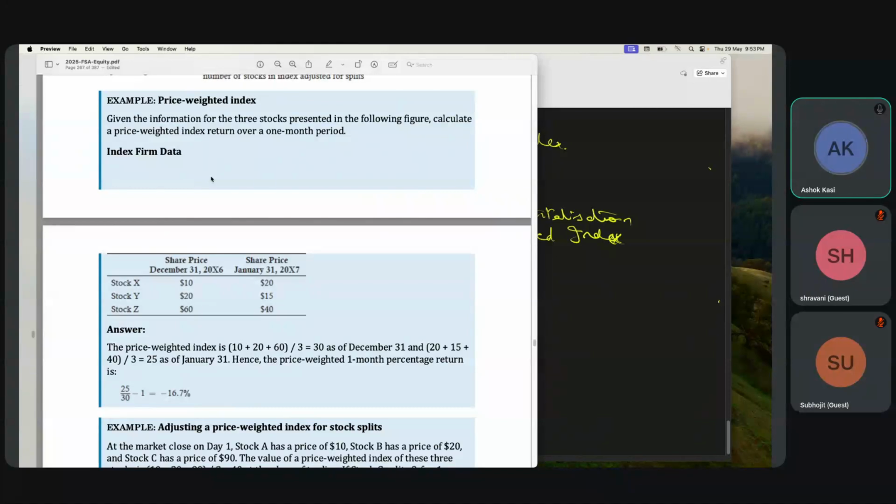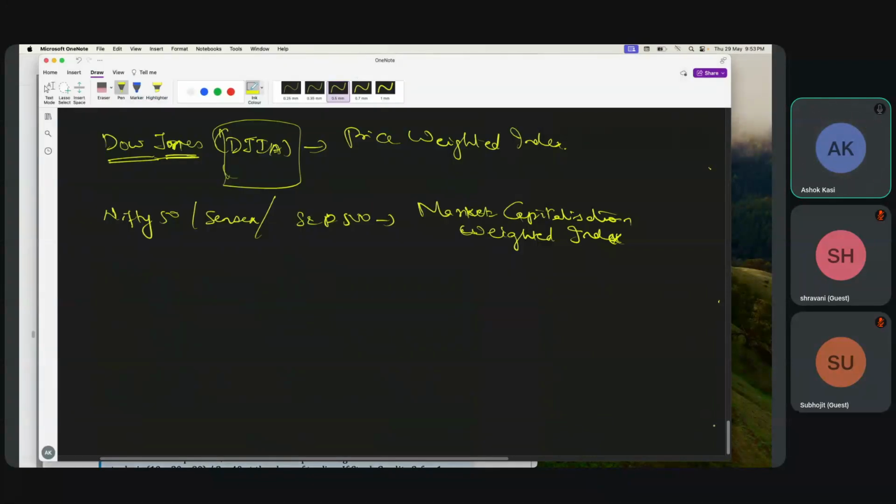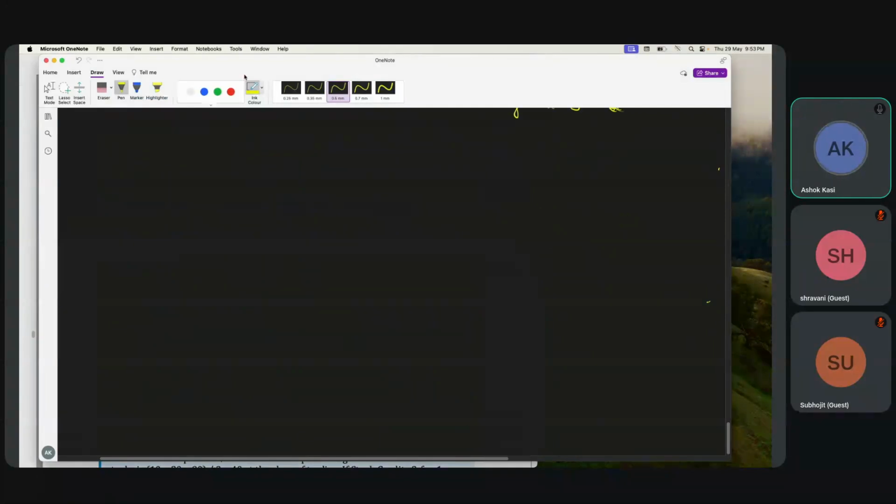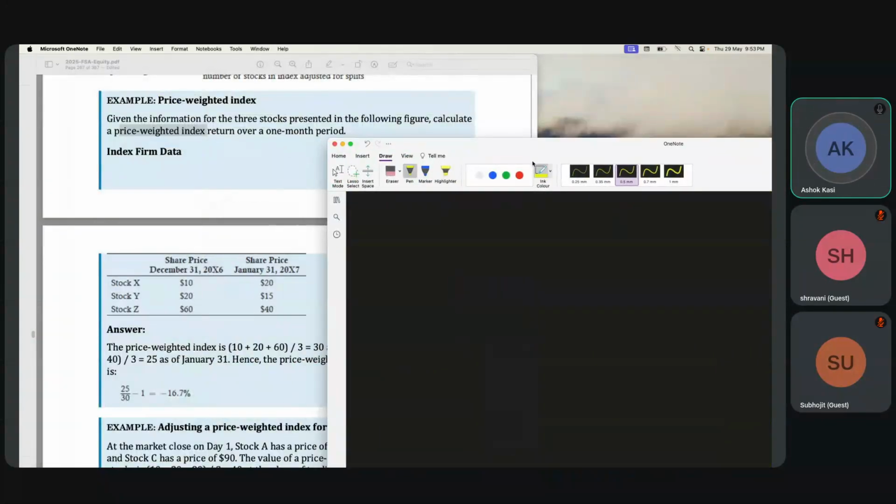See this here. How do I calculate the price weighted index return? The sum is very simple. All I need to do is just take the average. So the prices of X, Y, Z are 10, 20, 60. This is P0, that means opening price. P1 is 20, 15 and 40.